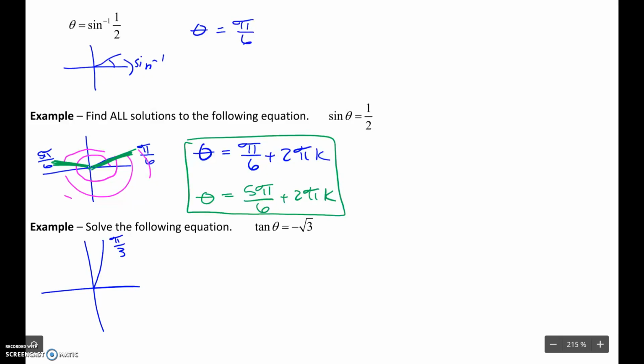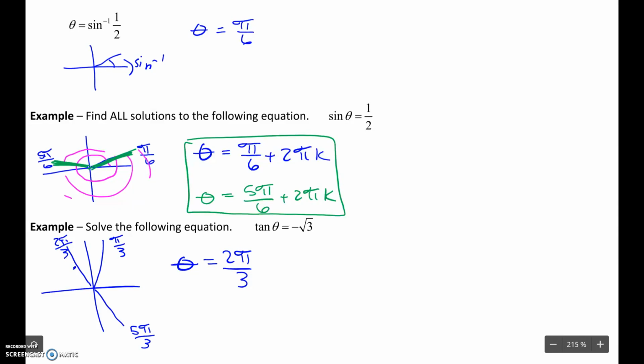Tangent is negative in the fourth quadrant, so this is 5 pi over 3. But it's also negative in the second quadrant, 2 pi over 3. Since we're not doing inverses, we are not restricting our circle to just the two quadrants. So I'm going to look for my first answer, theta equals 2 pi over 3, and then see where I get to the next one.